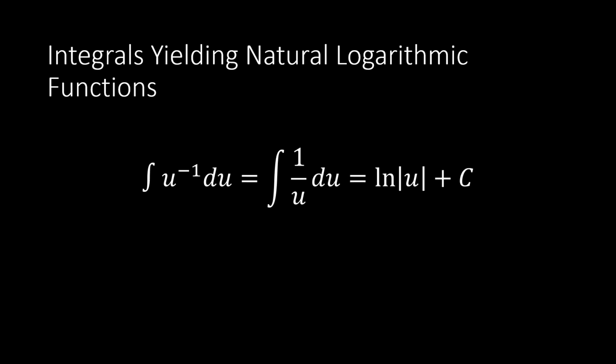Alright, for n equal to negative 1, the integral will yield the natural logarithmic function. So the integral of u to the negative 1 du, or the integral of 1 over u du, is equal to the natural logarithm of the absolute value of u plus c. Take note that if we get the differential of ln u plus c, we will be getting du all over u.